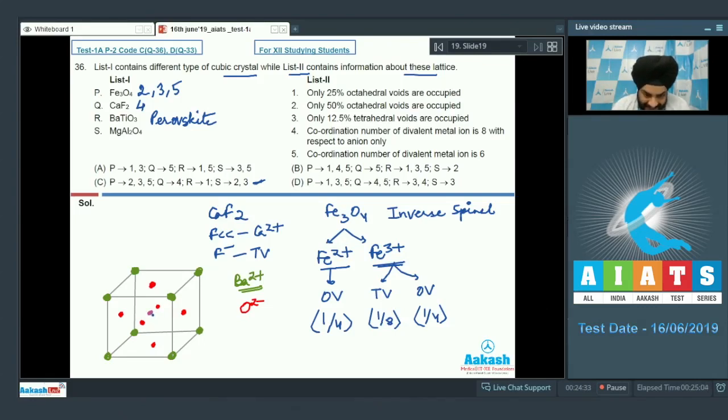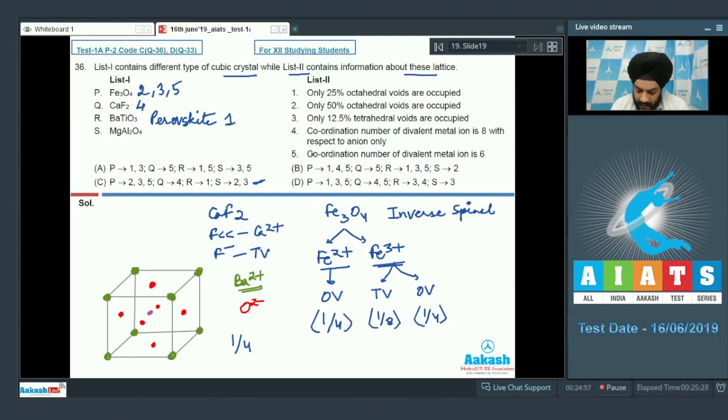So we can clearly see that it has a coordination number equal to 6. It is in contact with the 6 oxide ions denoted in red. So 1 out of 4 octahedral voids is occupied in this case. So 25% octahedral voids are occupied. So 1 will be a match. 2 will not be a match. If we talk about the third option now, tetrahedral voids. So there are no tetrahedral voids which are occupied.